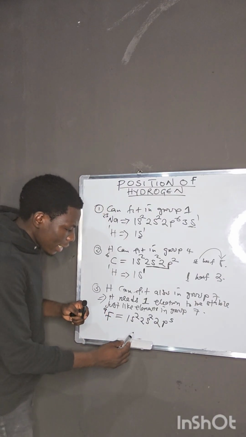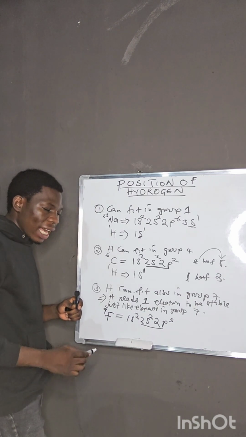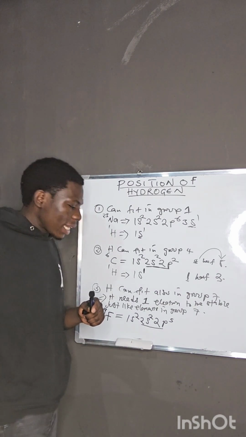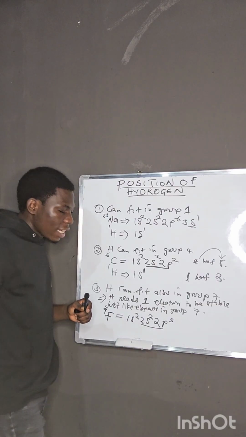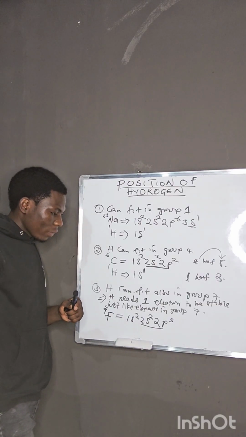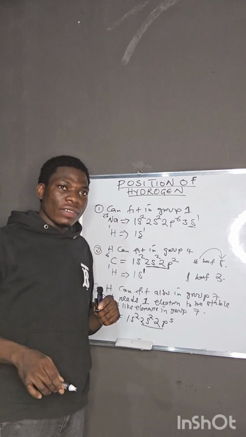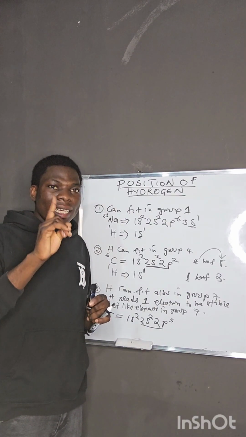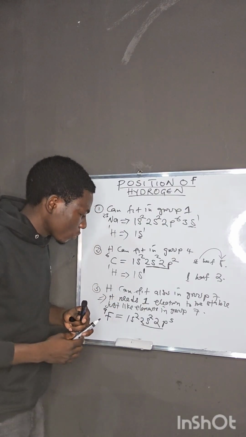Now, you are going to realize that in the last shell of fluorine, or last shell of any group 7 element, you are going to have 7 electrons. So if you have 7 electrons, meaning that for any element in group 7, it only needs 1 electron, or they only need 1 electron for them to become stable.